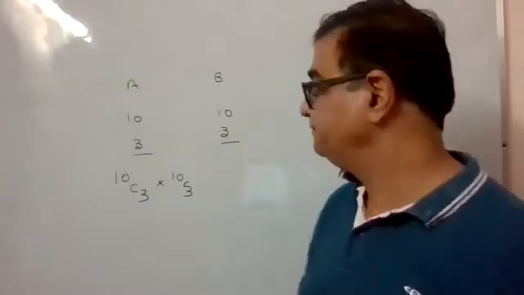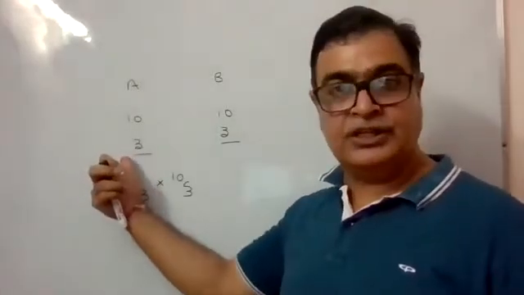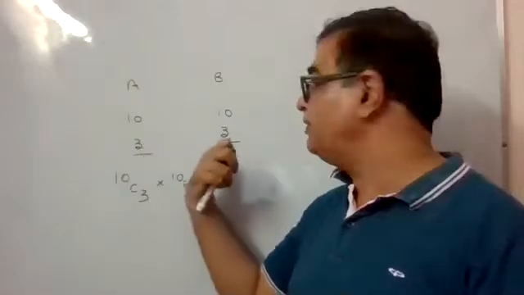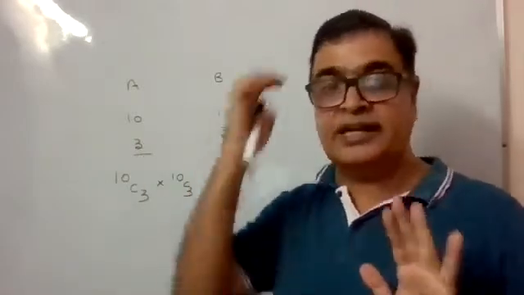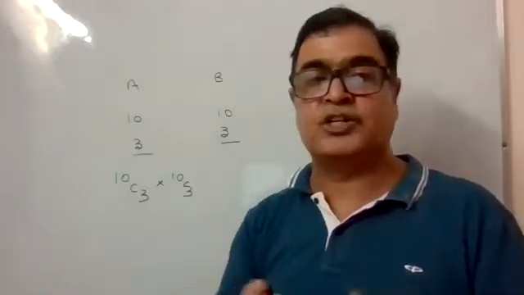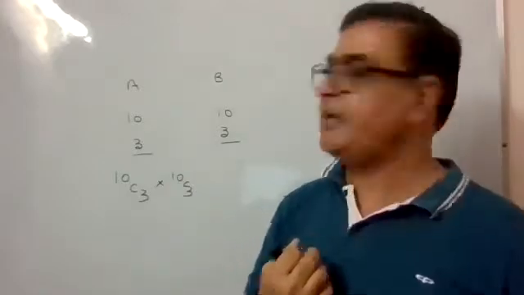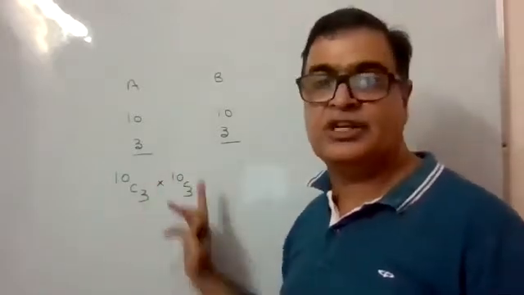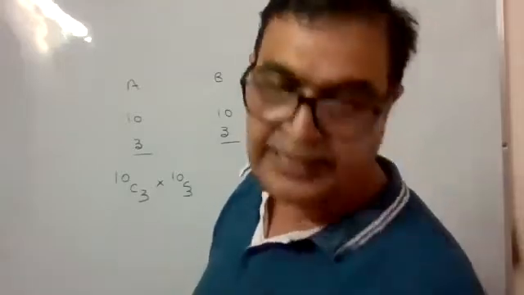Out of 10, 3 are selected. At the same time, he will be selecting 3 from here. He is not saying that he has to attempt either of the 2 sections. He has to attempt both sections, 3 from the first and 3 from the second. So it is 'and', and we say 10C3 into 10C3. Next question, please.